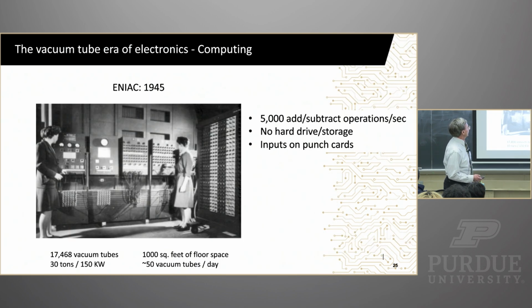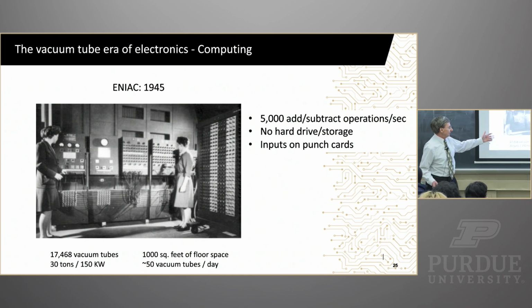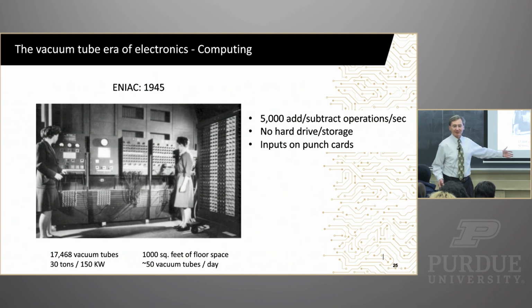We got too much animation on here, I think. This was actually a computer, a 1945 computer called ENIAC. It was 17,000 vacuum tubes. It weighed 30 tons and used 150 kilowatts. It wasn't exactly a portable electronic device.